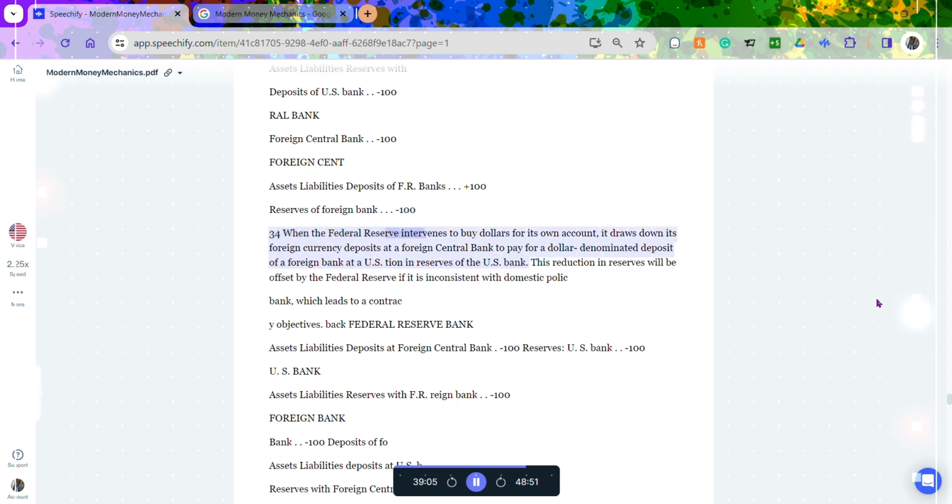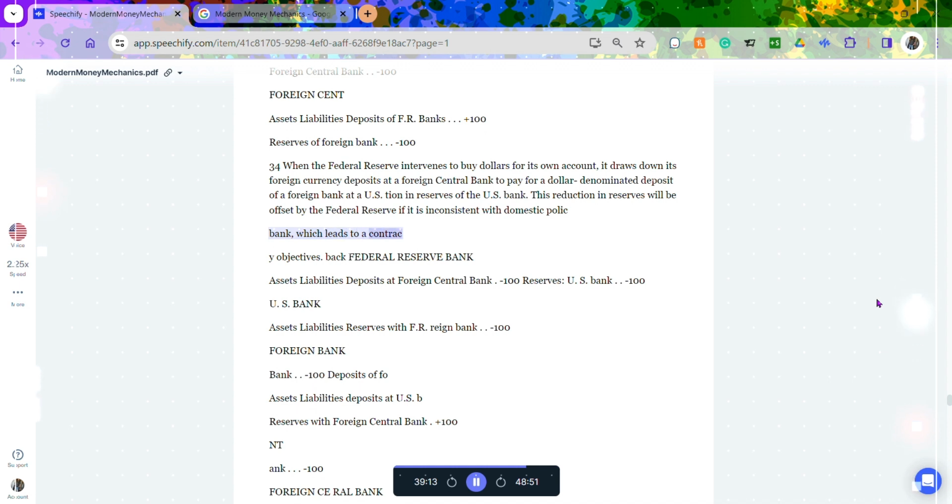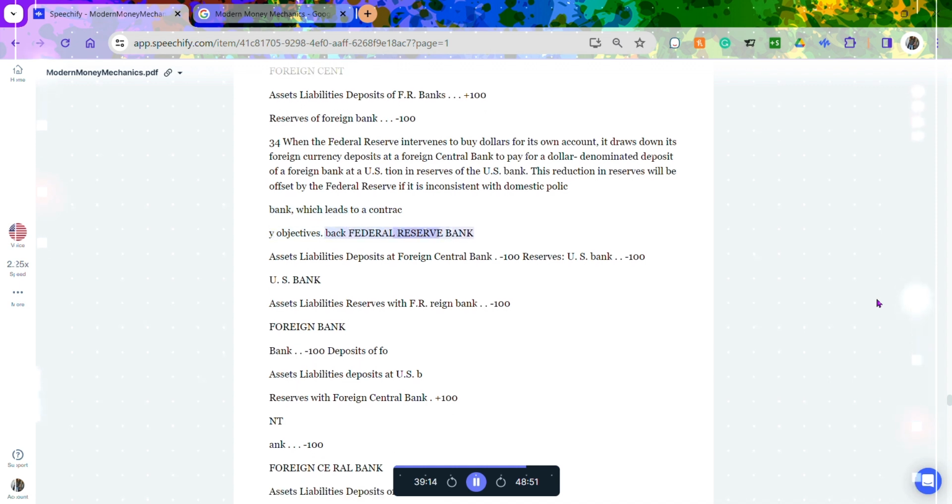24. When the Federal Reserve intervenes to buy dollars for its own account, it draws down its foreign currency deposits at a foreign central bank to pay for a dollar-denominated deposit of a foreign bank at a U.S. bank. This results in a reduction in reserves of the U.S. bank. This reduction in reserves will be offset by the Federal Reserve if it is inconsistent with domestic policy.